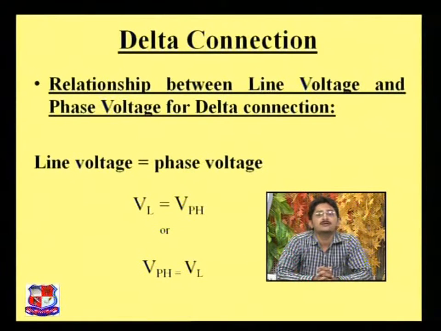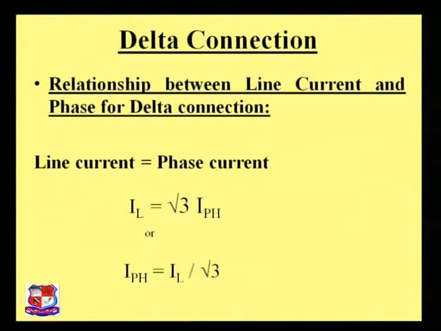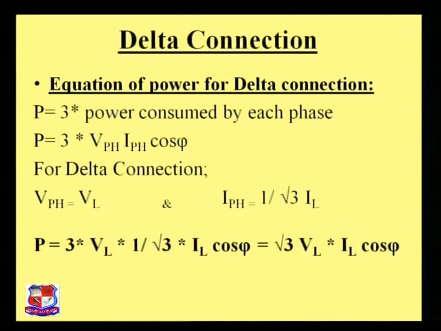Now the relationship between the voltage and the current in a delta connection, as we already explained in the difference form, so let's quickly go through that one. Line voltage equals phase voltage in a delta connection, VL equals VPH, but line voltage is √3 times VPH in a star connection, and line current is √3 times greater than your IPH, or IPH equals 1 by √3 into IL. This is the power consumed by the delta connection. This is again P equals √3 into VL IL cos phi. So whatever the power consumed in a star connection, that becomes the power consumed in a delta connection.